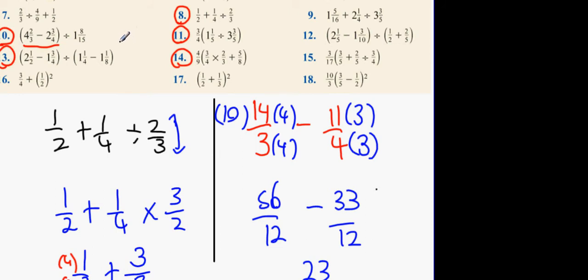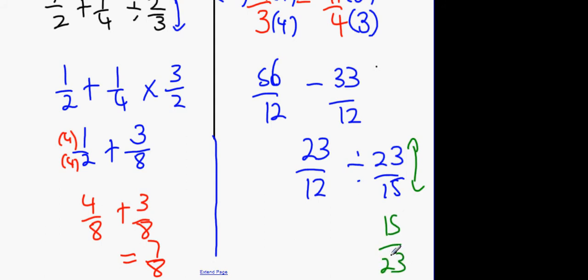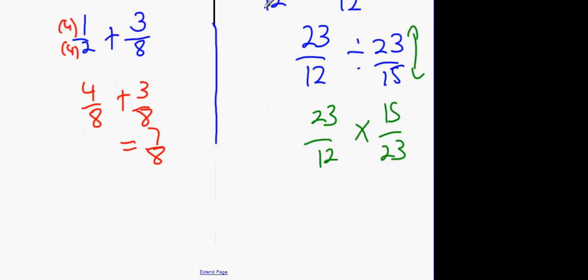22 over 15. 23, 23 over 15. Now we're going to divide it by 23 over 15. When we divide by 23 over 15, what do we have to do with the 23 over 15? Flip it upside down. And we're going to get 15 over 23 multiplied by 23 over 12. Now, what can you tell me about those 23s, Harry? You can change them both into 1. 23 divided by 23 is 1.